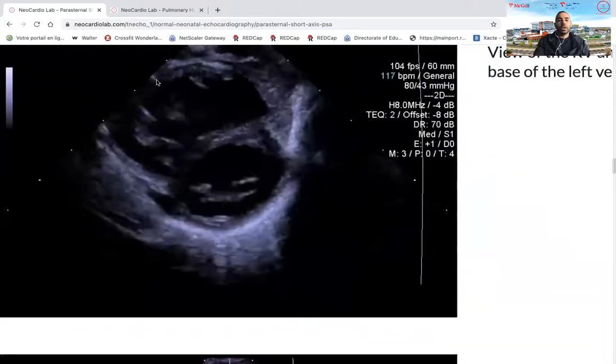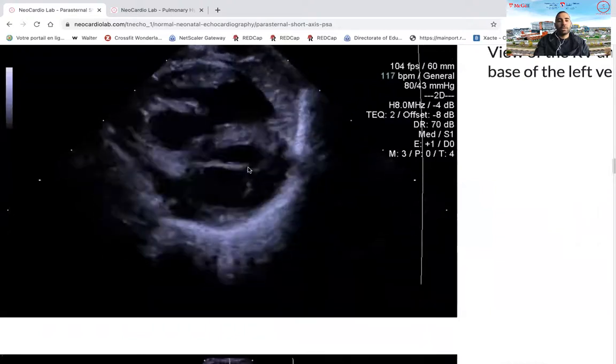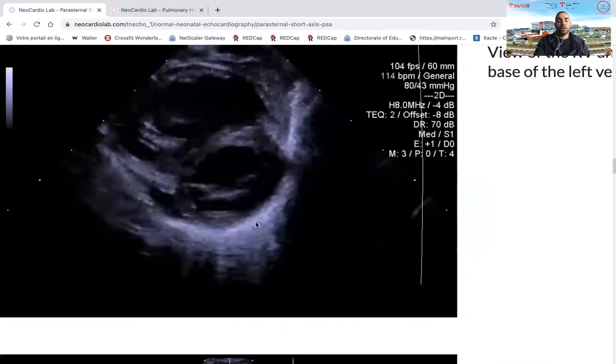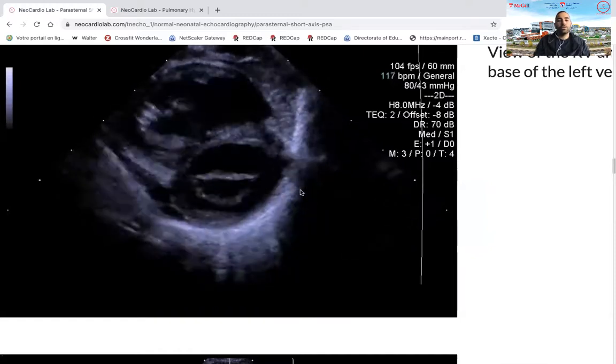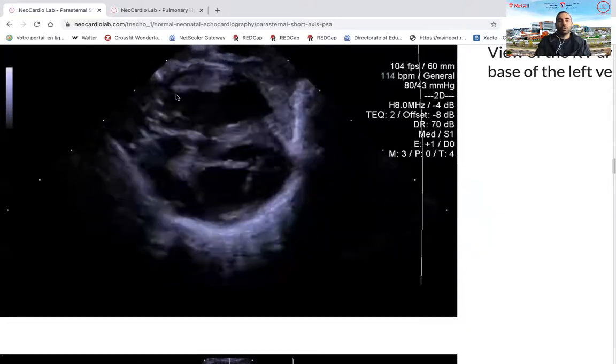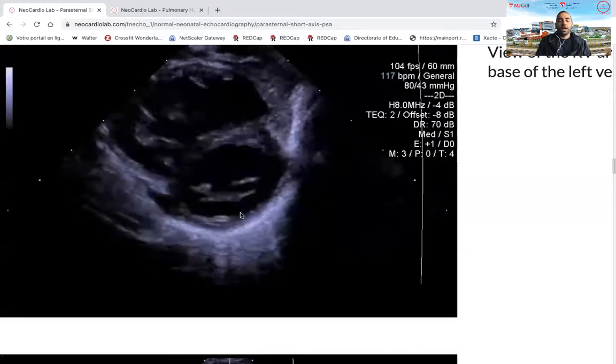So if we start at the base of our ventricle, we can see this fish mouth, which outlines the two leaflets of the mitral valve. You can even put your color box in this view to see if you have a sense that there's a mitral regurgitation or leakage. It's a good view to see the relationship between your RV and your LV.